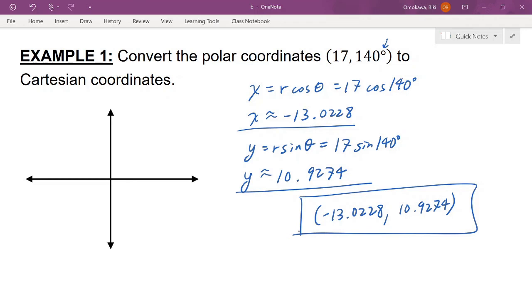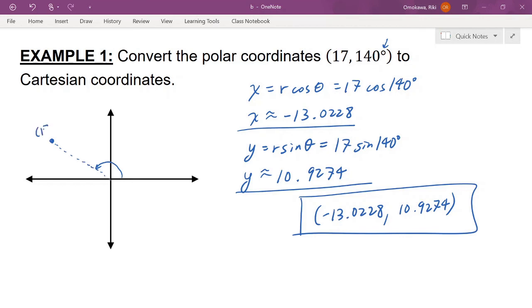We're done. But let's sketch the situation to make sure that it makes sense. So 140 degrees, that's past 90, but not quite 180, and then 17. So, boom. And then the point is somewhere around here, right?